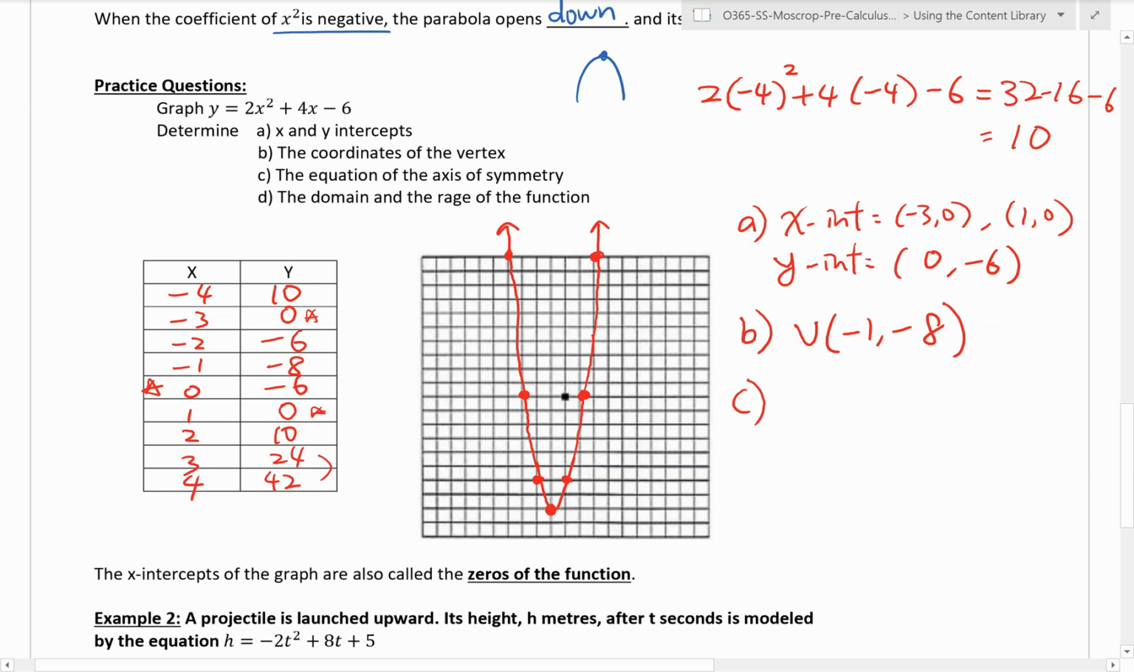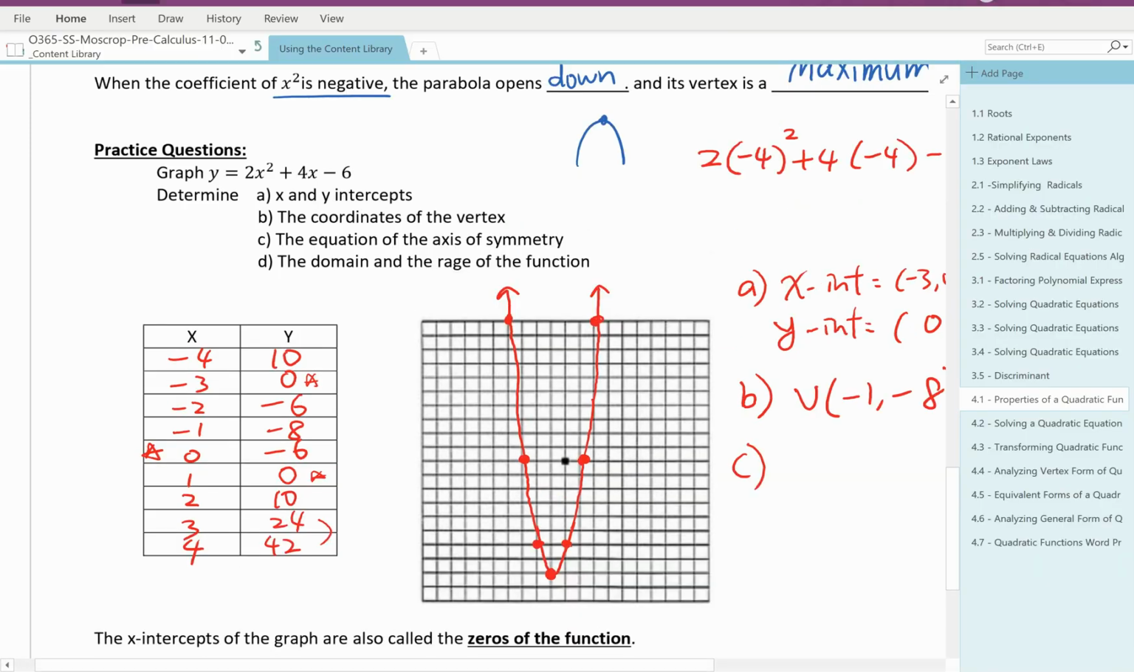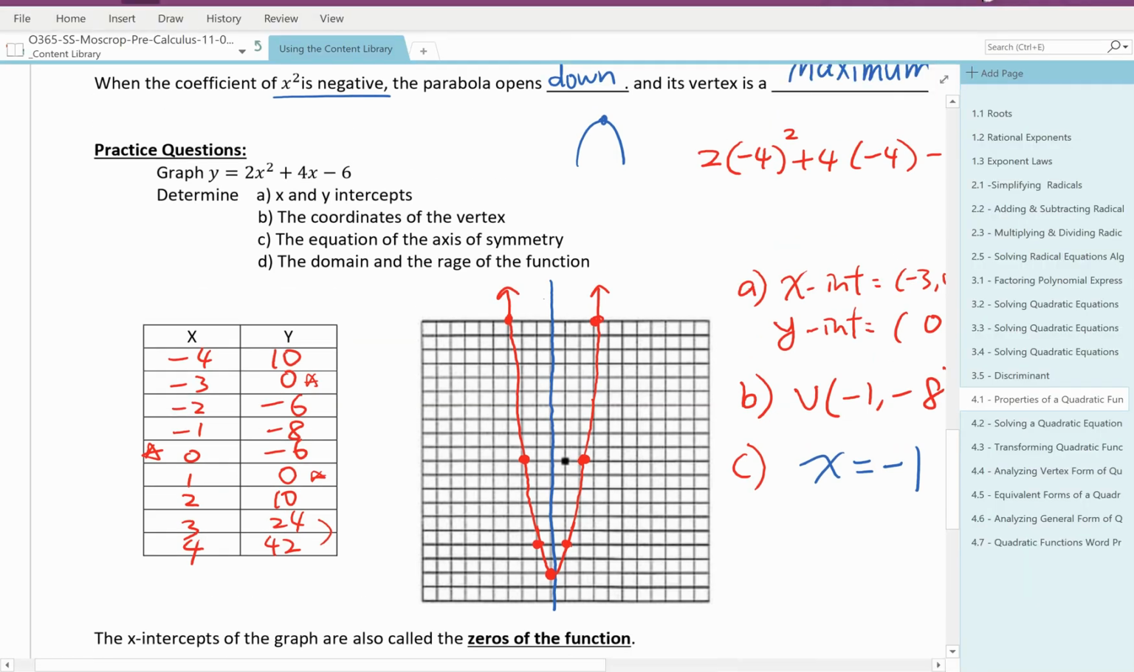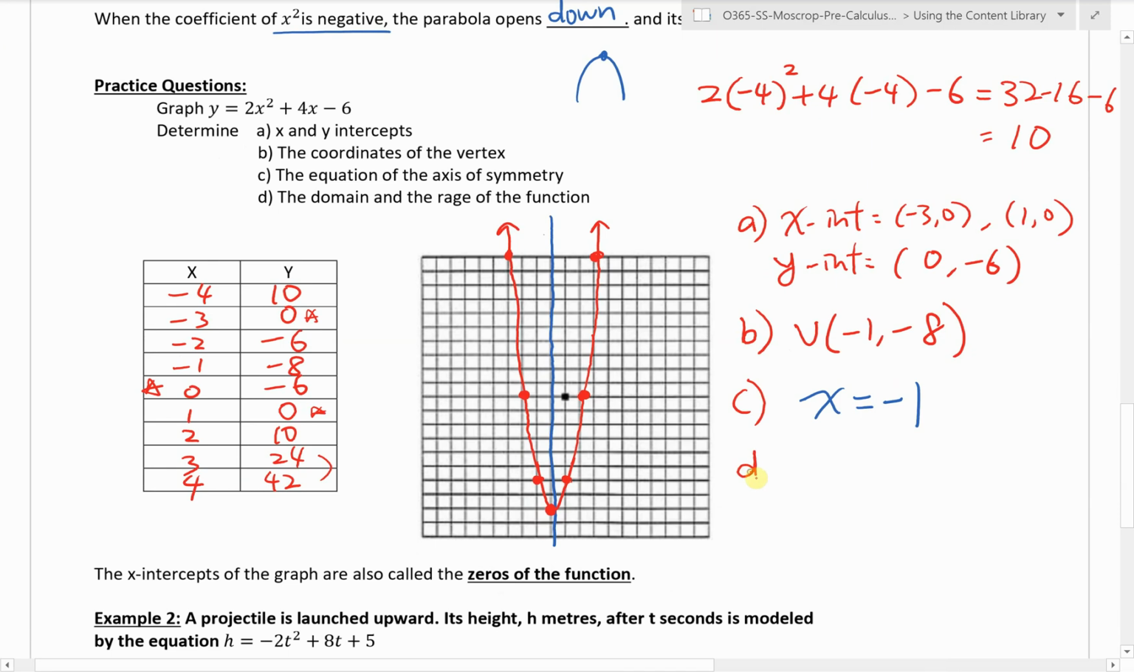Part C, the equation of the axis of symmetry. So remember, axis of symmetry is simply the vertical line that cuts the graph in half. So this line right here is the axis of symmetry, right? It cuts this parabola in half. And recall, it always goes through the vertex. So the equation of the axis of symmetry is simply x equals negative 1. Okay, it's always the x coordinate of the vertex. Okay. Finally, part D, we're looking for the domain and range.